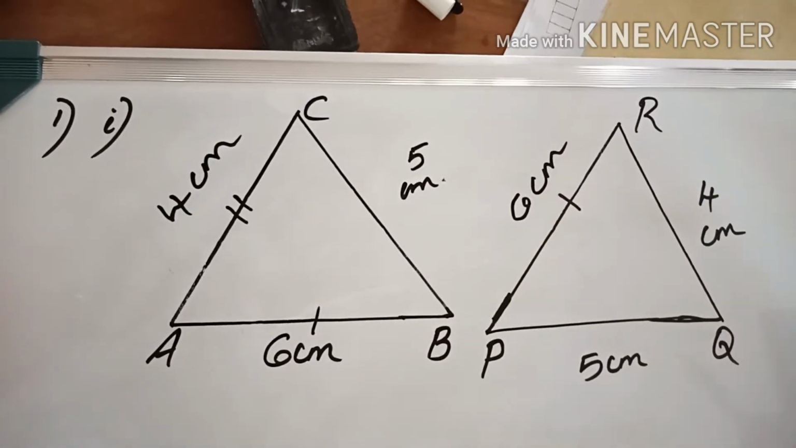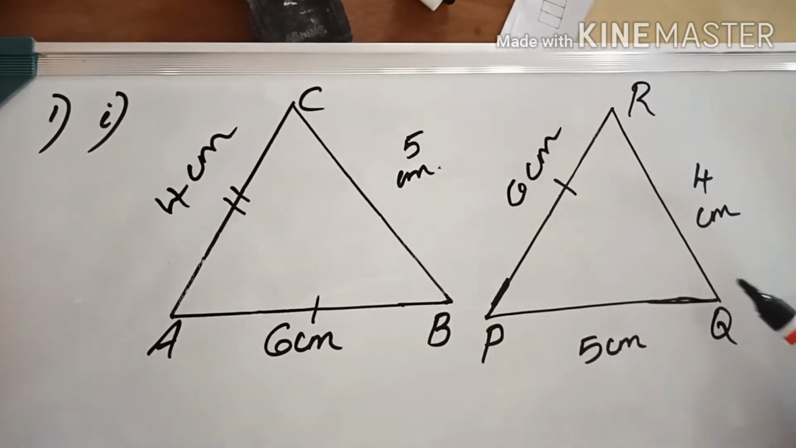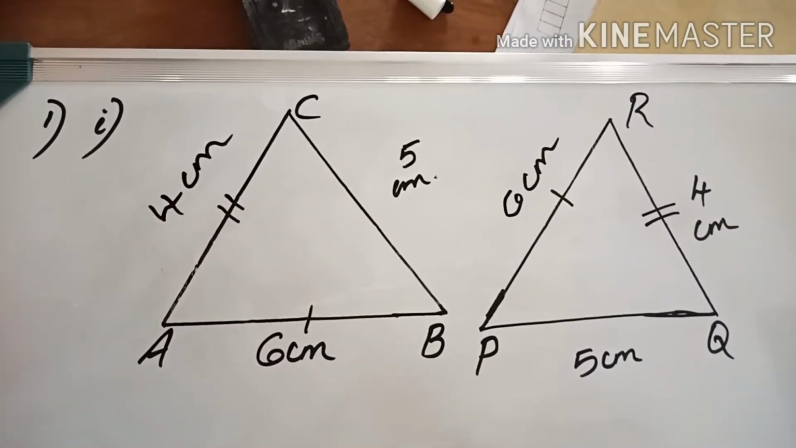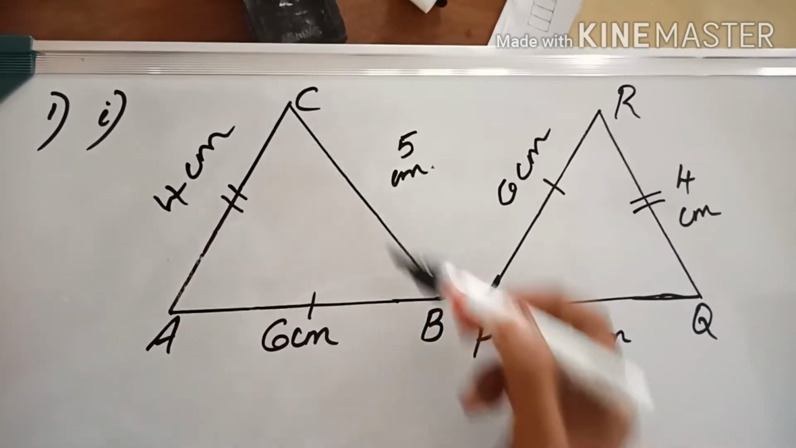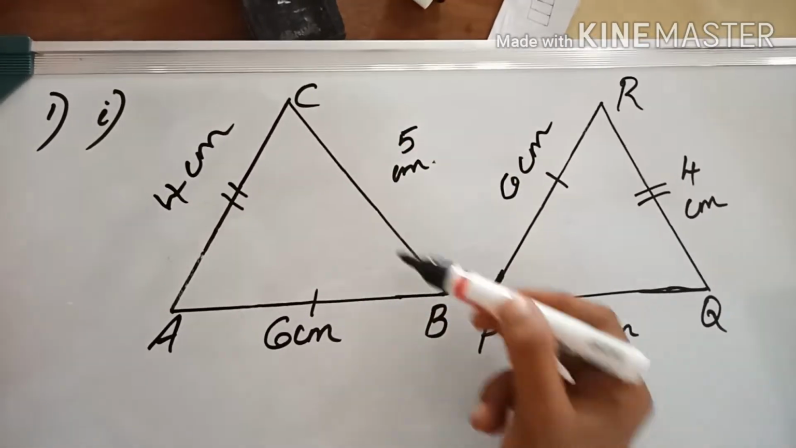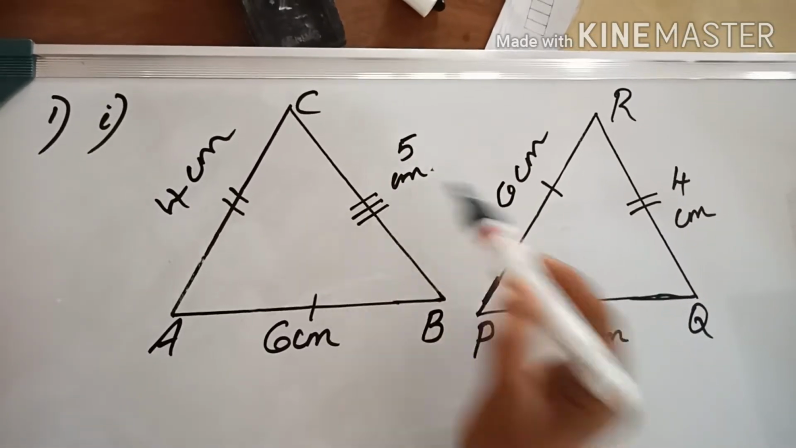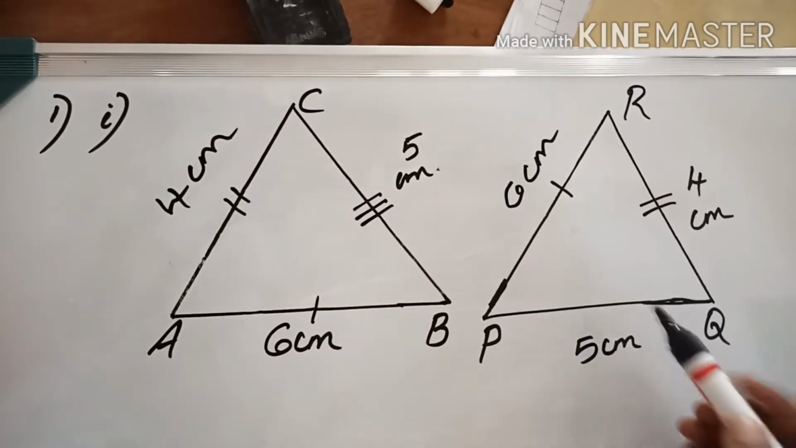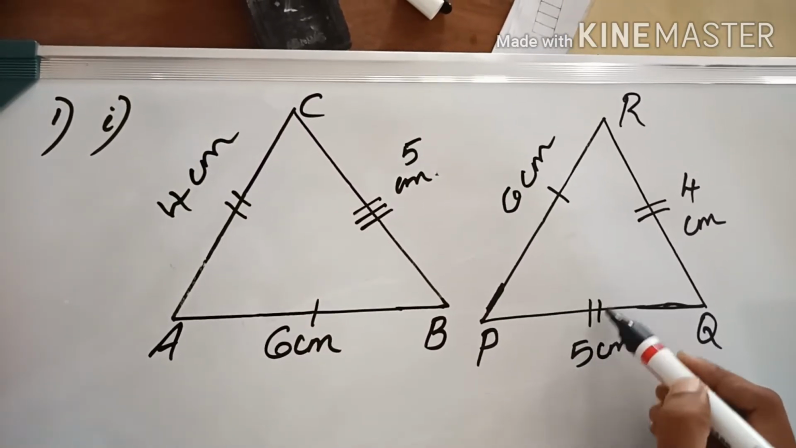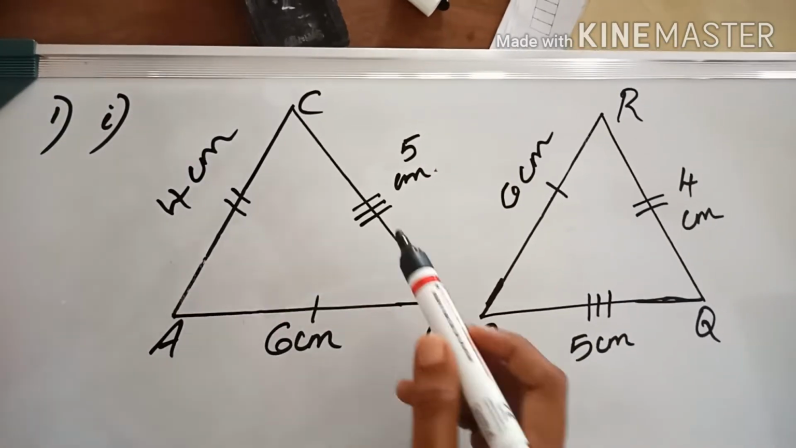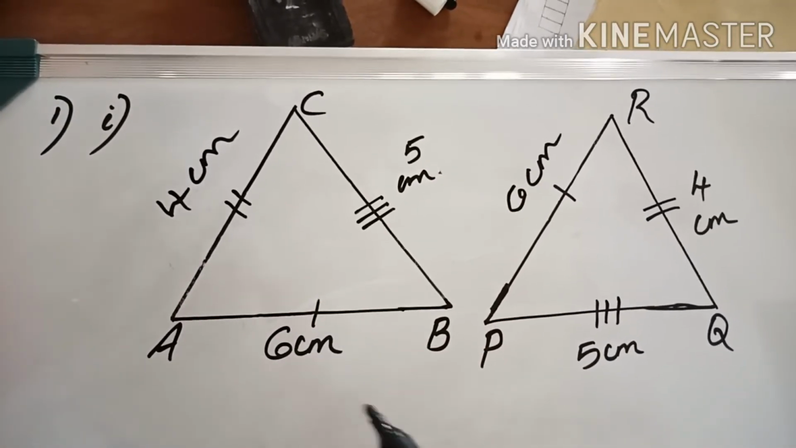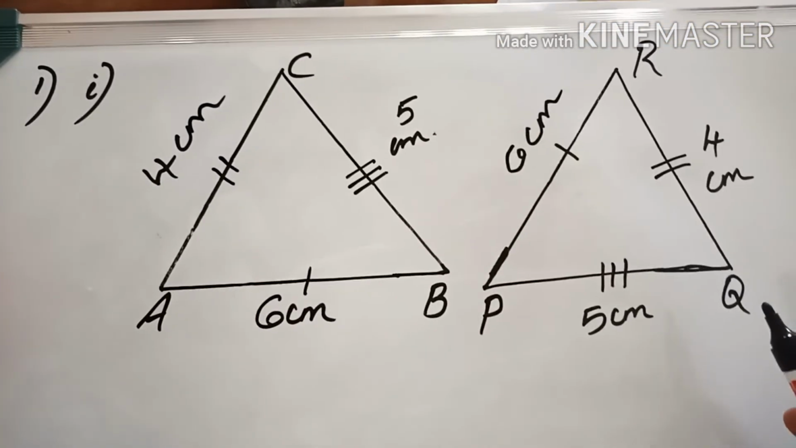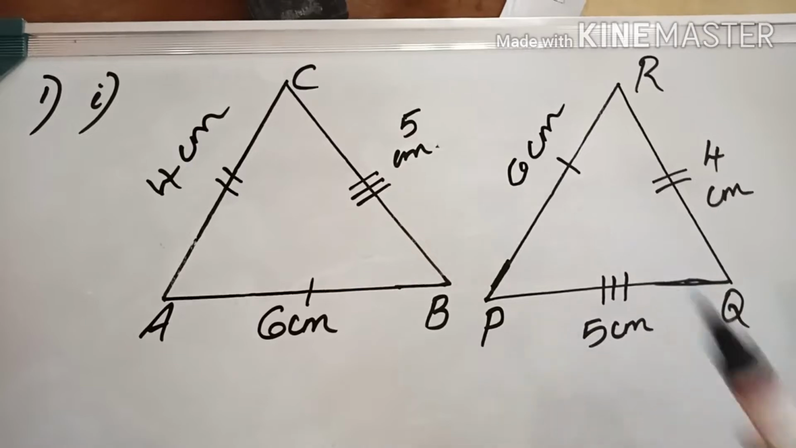Here also there is one 4 cm side, that is RQ. Let's mark it with 2 dashes. So that is the second side. Now the third side, that is the 5 cm side, BC. Here also there is one 5 cm side, that is PQ. That means 4, 5, 6 for triangle ABC is the same as for triangle PQR.